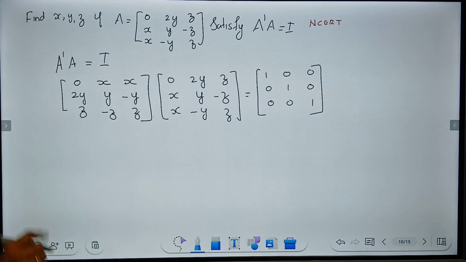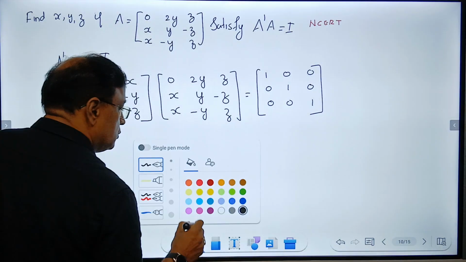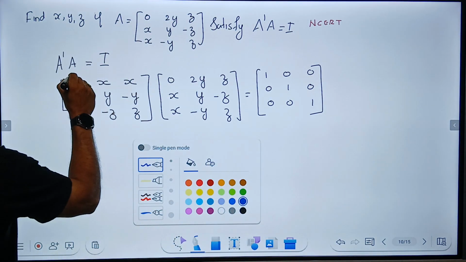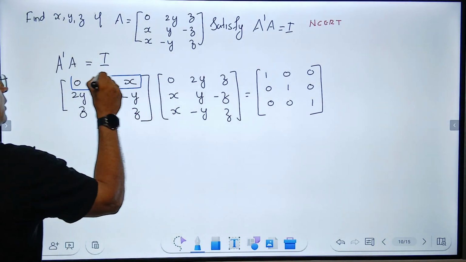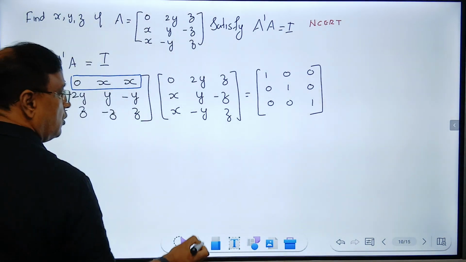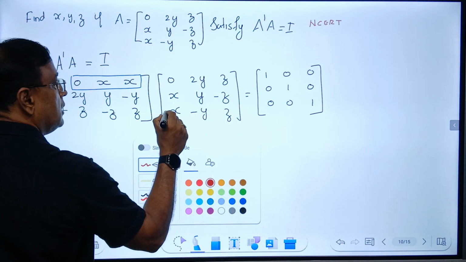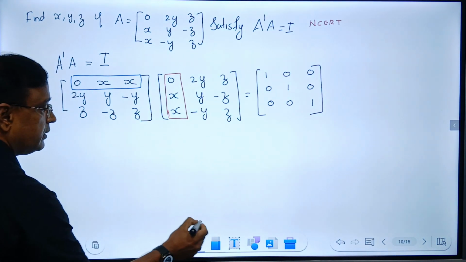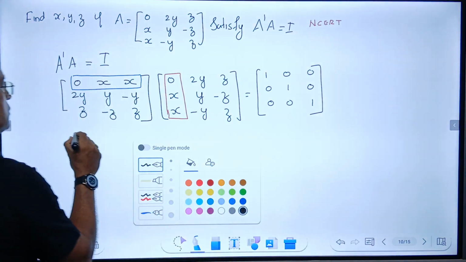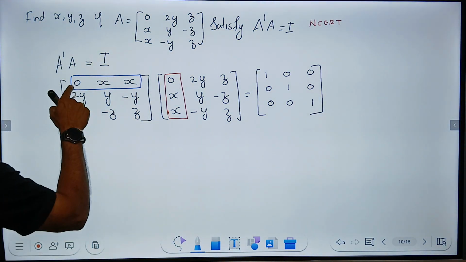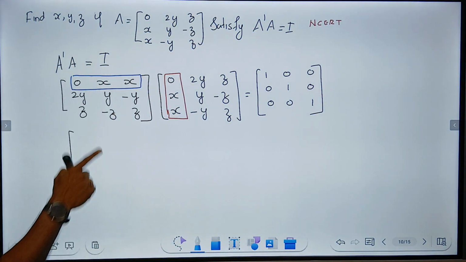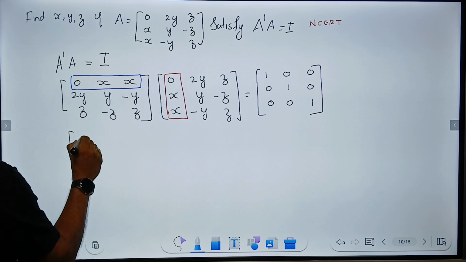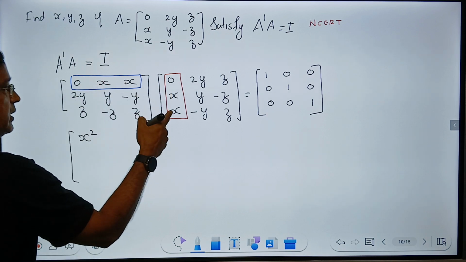Okay, now we have to do matrix multiplication. We'll go the usual way. In case you don't understand, you can always check the videos that I have put on matrix multiplication and understand what it is. So what do you get here? First row, first column. 0 into 0 is 0. x into x is x square. And x into x is x square.